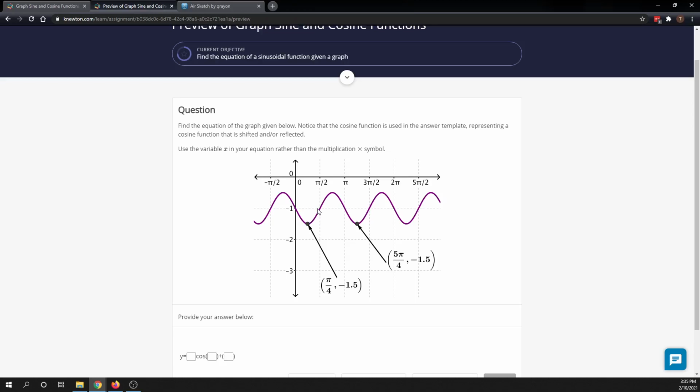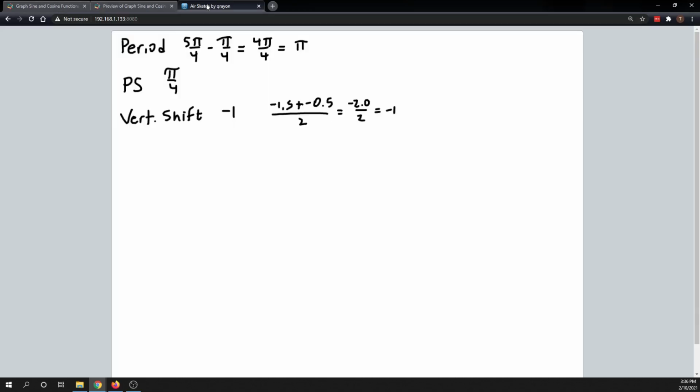And then the other thing we need is the amplitude. So the amplitude would be the distance from the midline, minus 1, down to the minimum or up to the maximum value. The midline's halfway in between. So we can see that the distance would be a half, because the midline's at -1, and the minimum value is minus 1.5. So if you subtract them, you'll get negative 0.5. The absolute value of that's a half. The amplitude is 1/2.